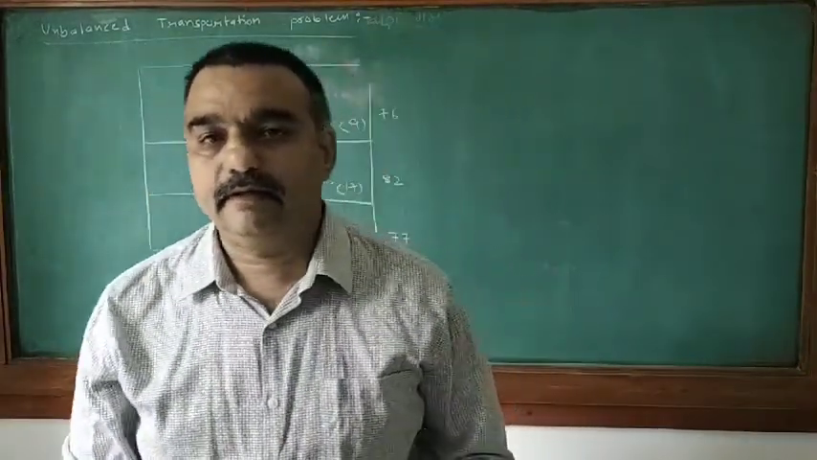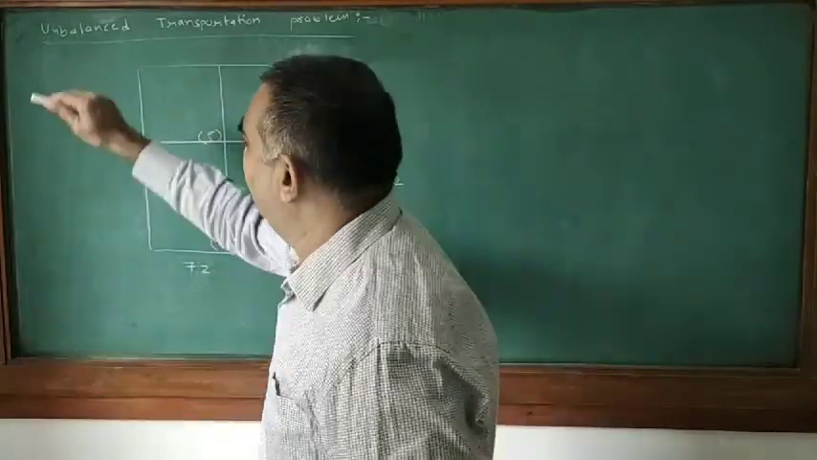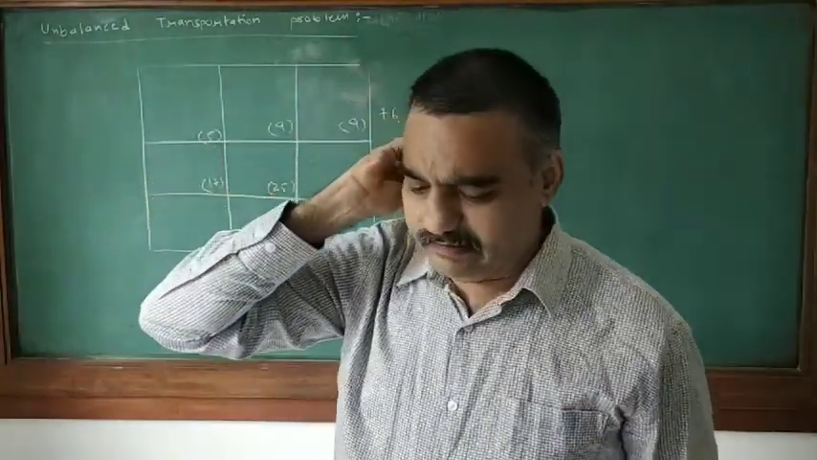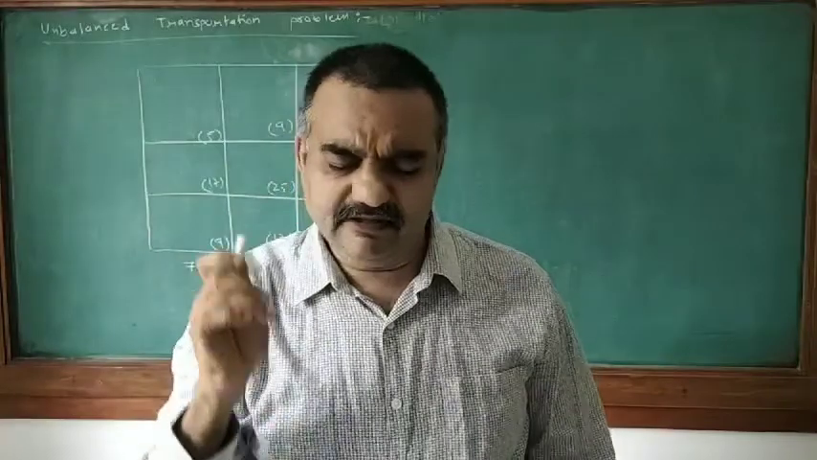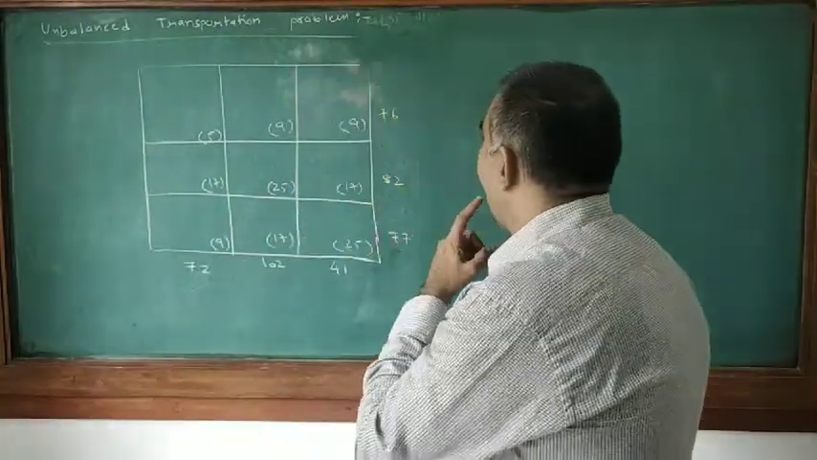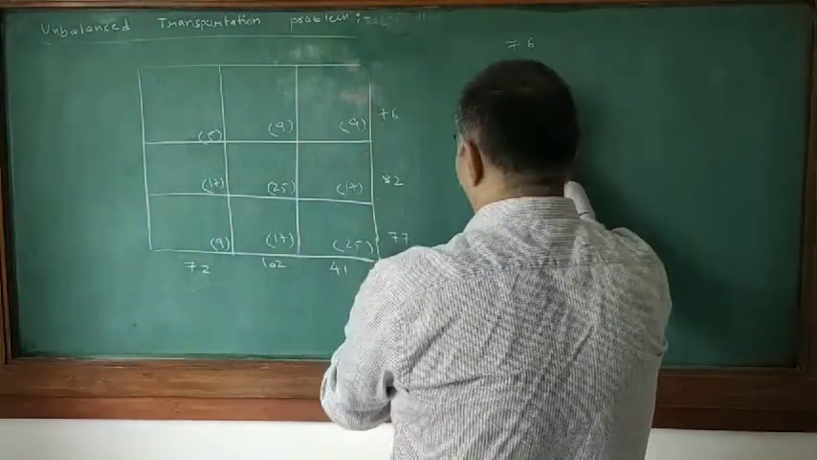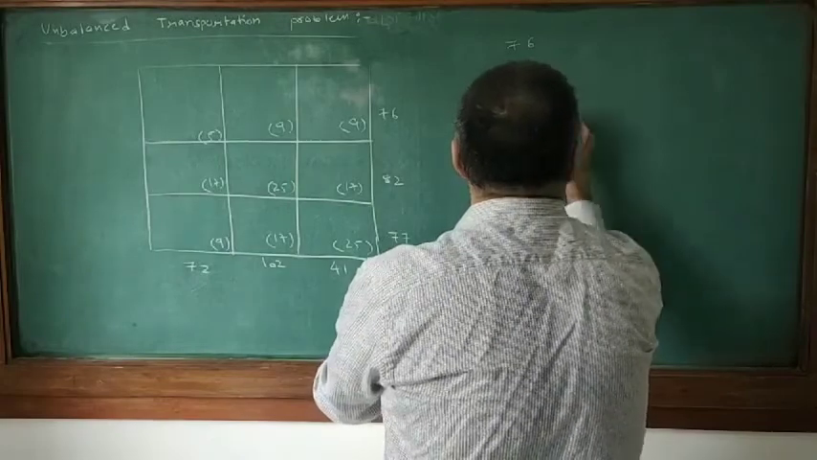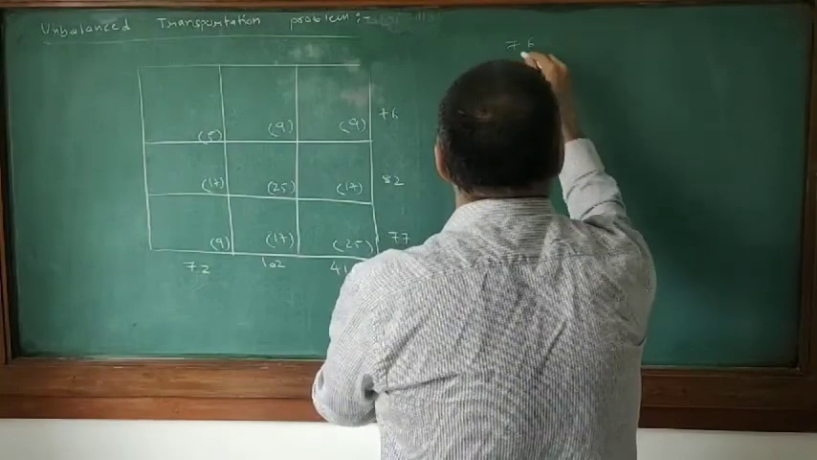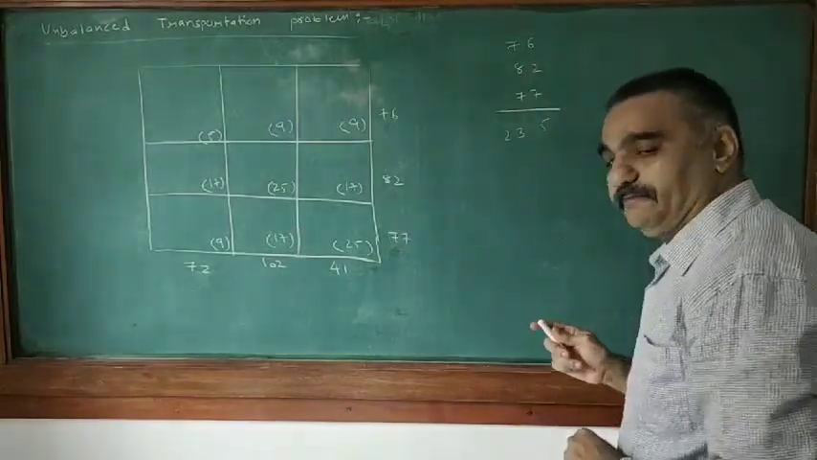Dear friends, I start with a new type of transportation problem, and that is the unbalanced transportation problem. The word unbalanced is not much proper for this one, but that means that if you add 76, 82 and 77, 965, 1, 16 and 17, this sum is 235.